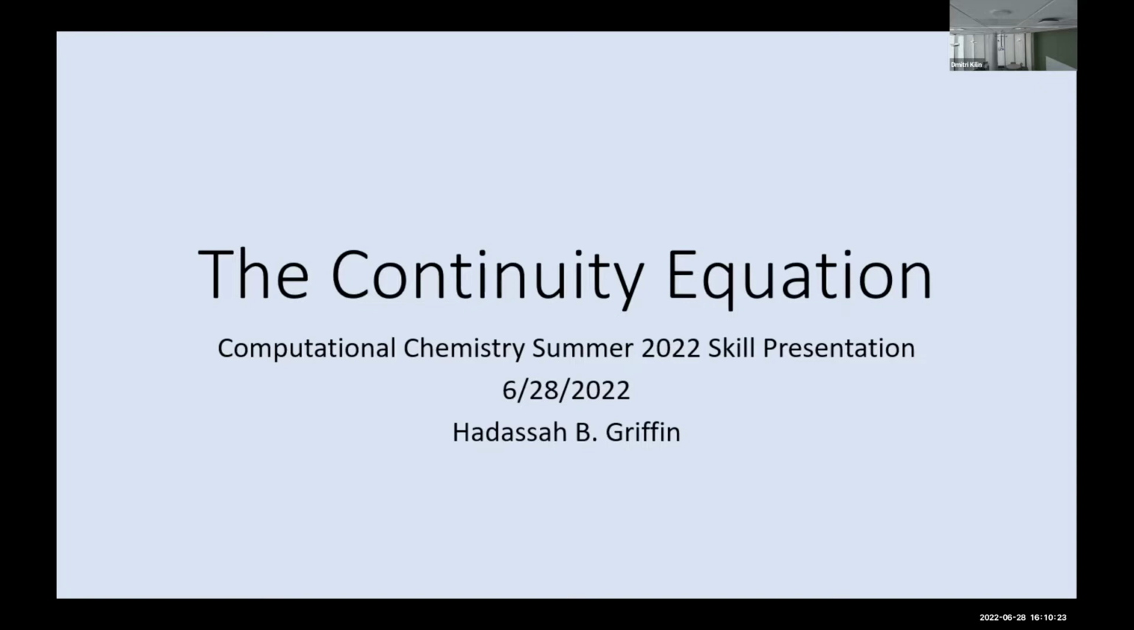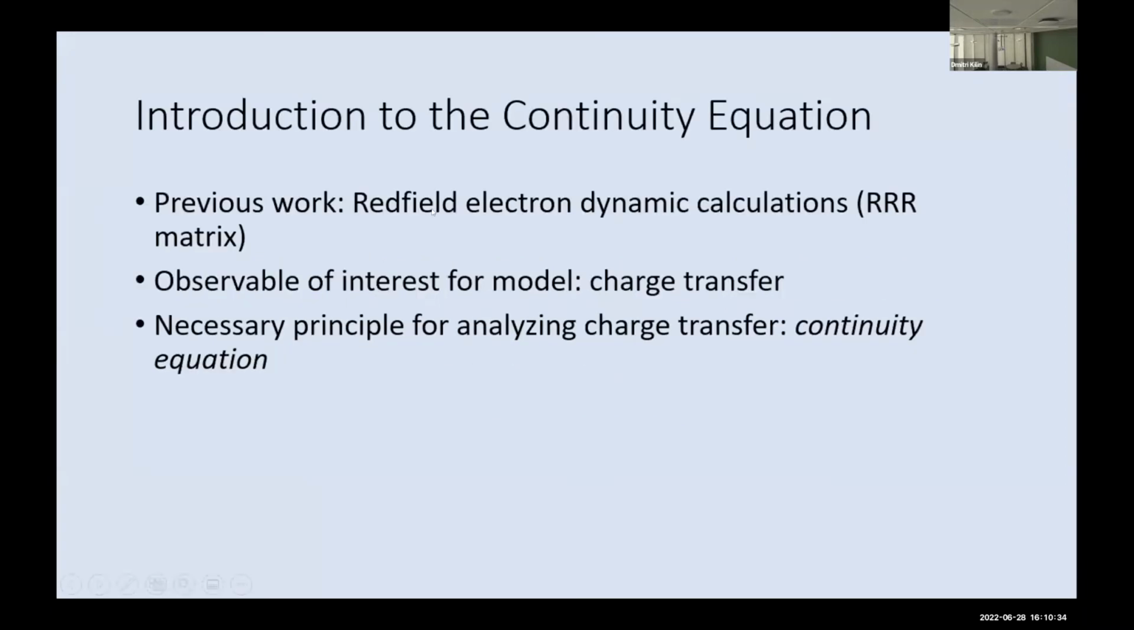So, like Dr. Glean said, we'll be looking at the observables of photoluminescence and charge transfer today, starting with charge transfer. One important physics concept related to that is the continuity equation. For a little context of where we're at, we talked about real-time electron dynamics calculations last time. We did some calculations with those.